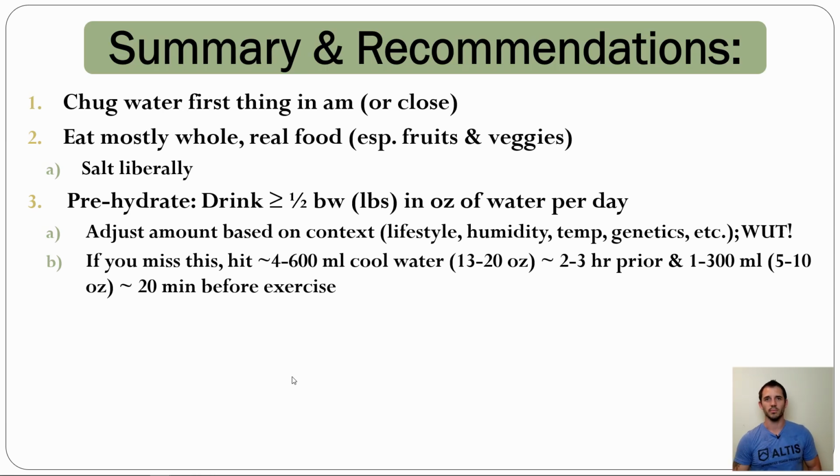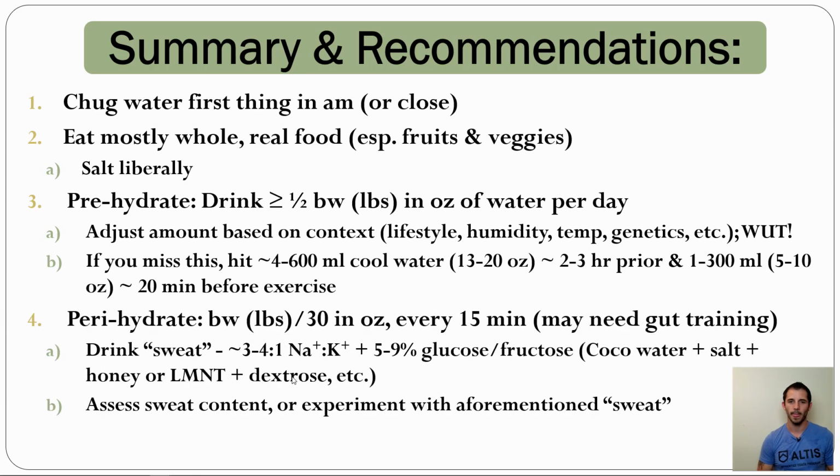And you use the WUT system, right? So weigh yourself first thing in the morning, check your hydration, and check your thirst. If you miss that, say for example, you didn't get enough of that water in, then you want to hit somewhere in the neighborhood of 400 to 600 milliliters or 15 to 20 ounces a couple of hours before, and then another 5 or 10 ounces 15 or 20 minutes before the workout.